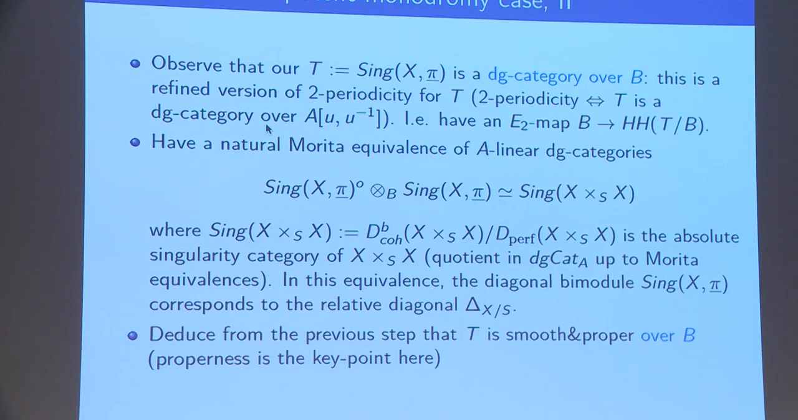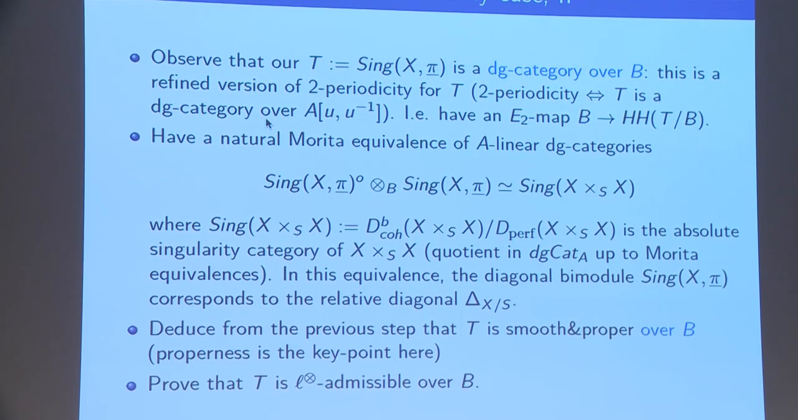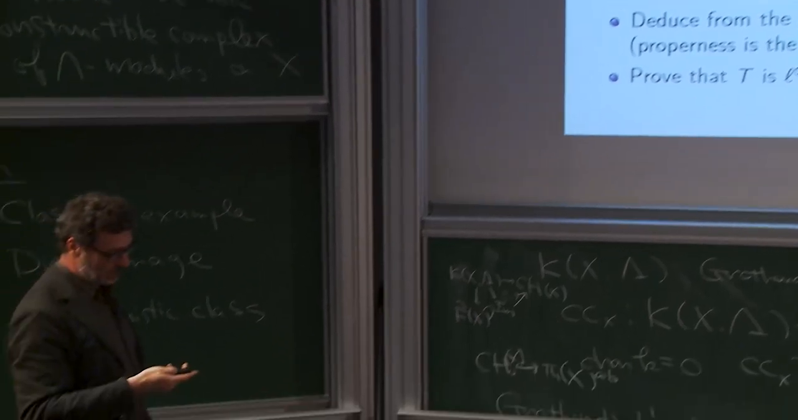From this result, for the second point here, you can deduce that this T, which we now know is B linear, is also smooth and proper over B. The hard point, where you have to use the result above, is for properness. Now this singularity category is linear over an E2 algebra B, which is the one I described, and it's smooth and proper over B. Now you work a bit, and this is not easy, to prove that it's also admissible. So that basically the realization functor on T^op and T behaves like a symmetric monoidal functor.